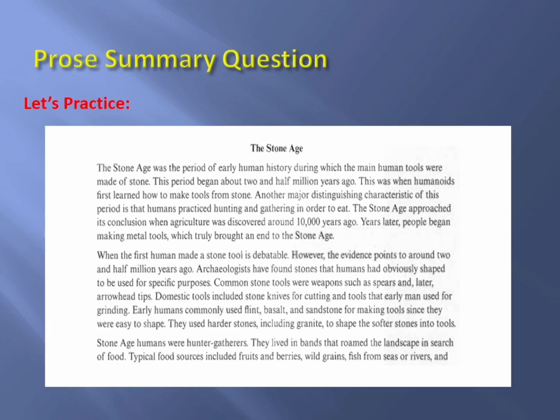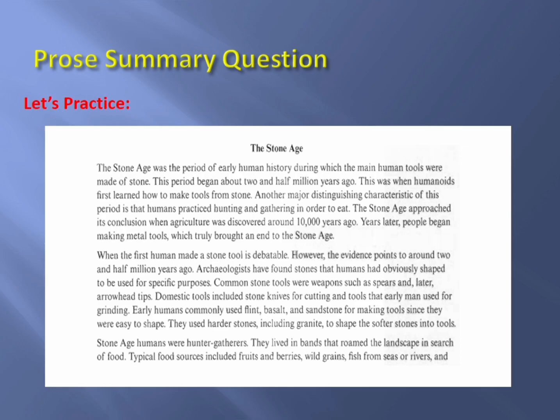Common stone tools were weapons such as spears and later arrowhead tips. Domestic tools included stone knives for cutting and tools that early man used for grinding. Early humans commonly used flint, basalt, and sandstone for making tools since they were easy to shape. They used harder stones, including granite, to shape the softer stones into tools.